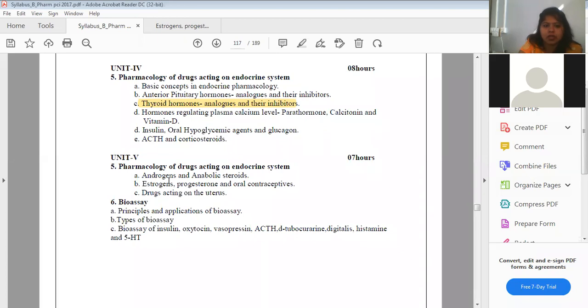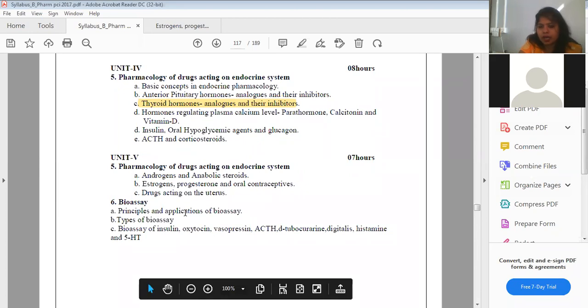We completed these two sections, the androgens and anabolic steroids, and the estrogen and oral contraceptive. If I get the notes from Kale sir, then we will start drugs acting on the uterus. Then we will start the bioassay. So within two lectures, we will complete this unit number 5.